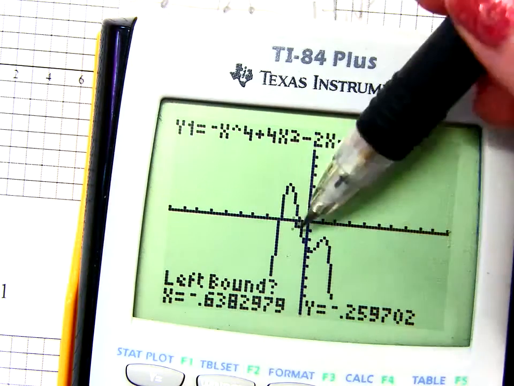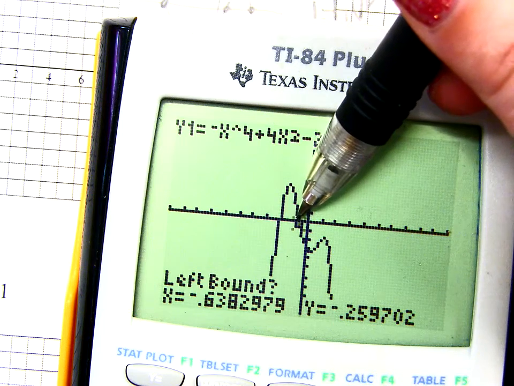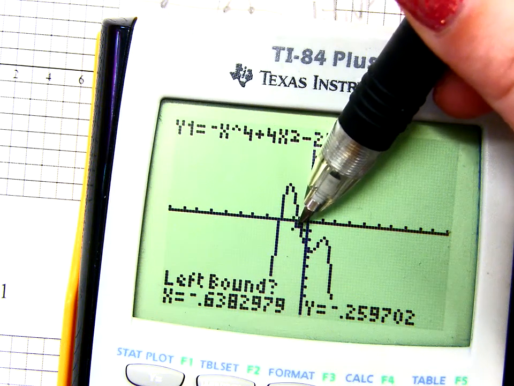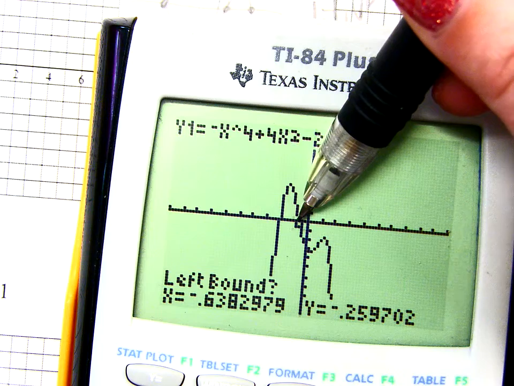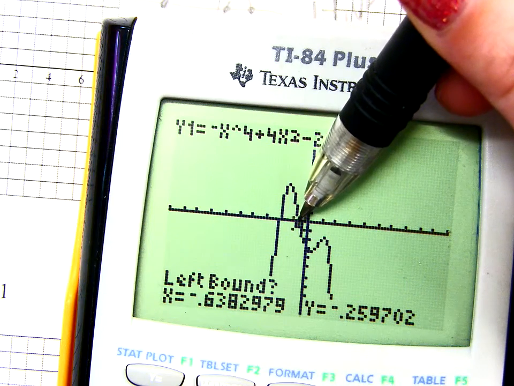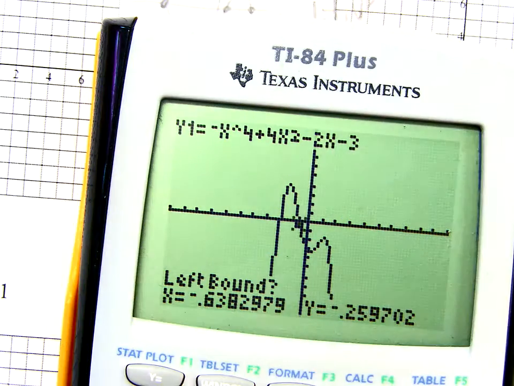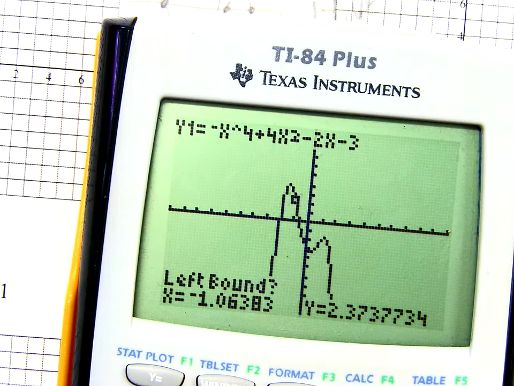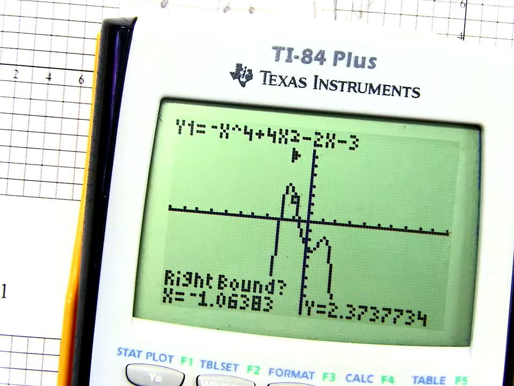So if I'm trying to find this one right here, look up at the screen. If I'm trying to find that one, that blinky guy, see the blinky guy is almost exactly on it. I don't want him on it. I want him to the left of it. So I'm going to hit the left arrow key a couple of times. Make sure he's to the left, and then I hit enter.